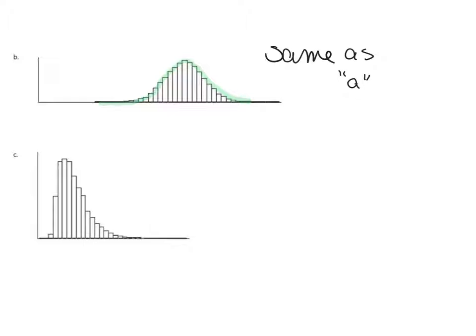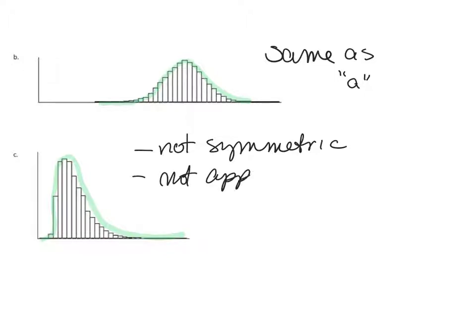Okay, letter C, not quite as apparent. So if I draw this curve, it goes up and then down. Here I would definitely say not symmetric. Therefore, not approximately normal. Okay, we definitely have skewed to the right.